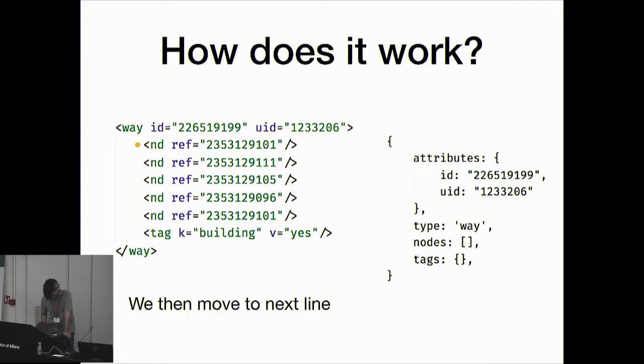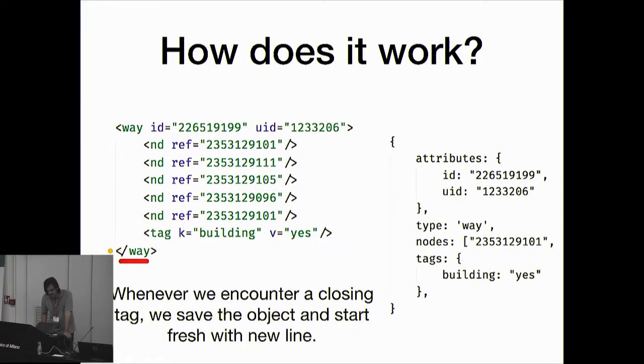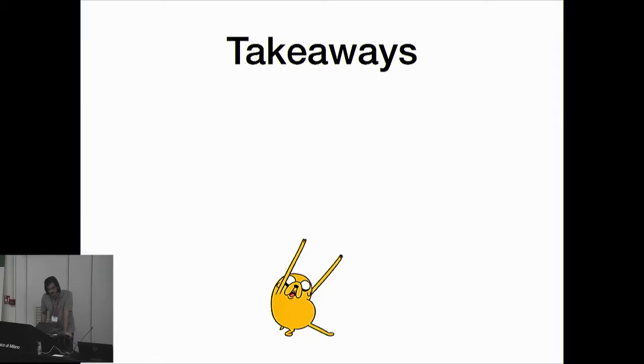If it encounters certain tags, which are the nd or tag, it can simply populate them in the way. And whenever we encounter a closing tag, it simply starts a new object. So this is the basic idea behind it, so that we don't really have to rely on any sort of OSM XML parser. It just focuses on OSM XML.